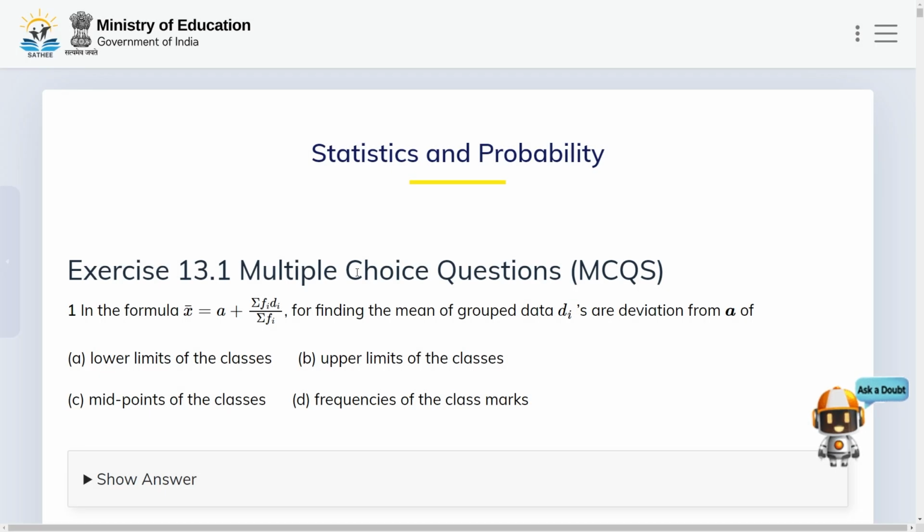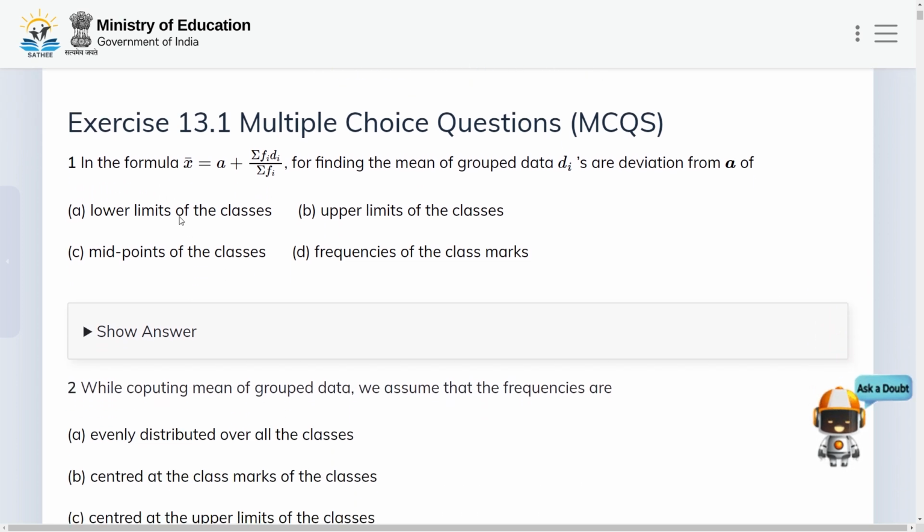Hello students, welcome to this lecture 1 Statistics and Probability. So in this lecture, basically we will discuss NCERT exemplar problem 1 Statistics and Probability. Okay, so let us start.